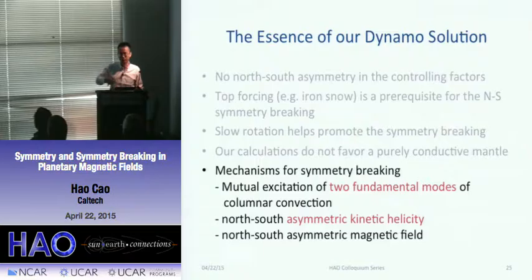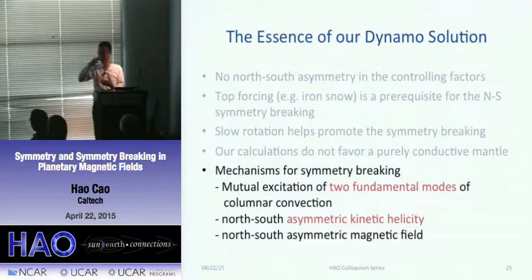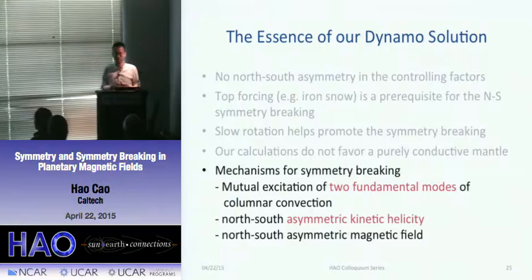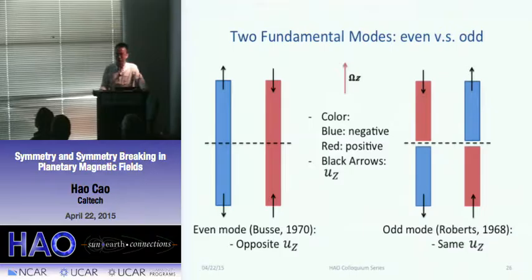So if you look at the convective flows, not the differential rotation, what you actually find is that we excited two different fundamental modes of columnar convection, and together they created a north-south asymmetric kinetic helicity, which just naturally gives you the asymmetry. The magnetic field difference you see in the 3D plot is essentially similar to if you plot kinetic helicity, you will get the same thing. Kinetic helicity is stronger in one hemisphere than the other.